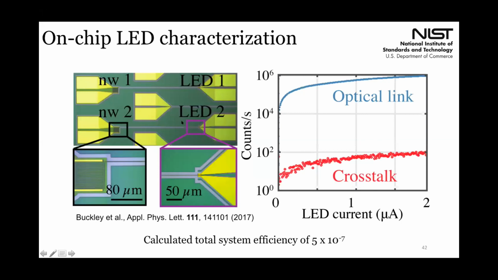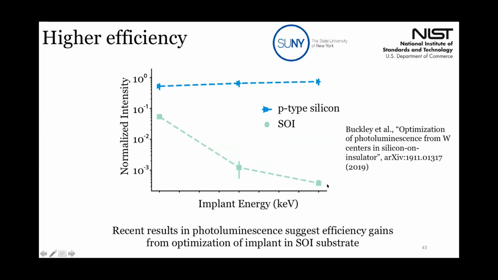So this is an optical microscope image of some devices that we fabricated. And you can see it's a cryogenic optical link with an LED on one side, a detector on the other, and you get 40 dB suppression of detection of counts on a detector that's not on the waveguide. So we get a total system efficiency of around 5 by 10 to the minus 7 with these devices, which isn't the 10 to the minus 4 we were aiming for. But recent results of varying the implant energy in SOI suggest that we can get something like 2 orders of magnitude improvement simply by changing the implant condition.